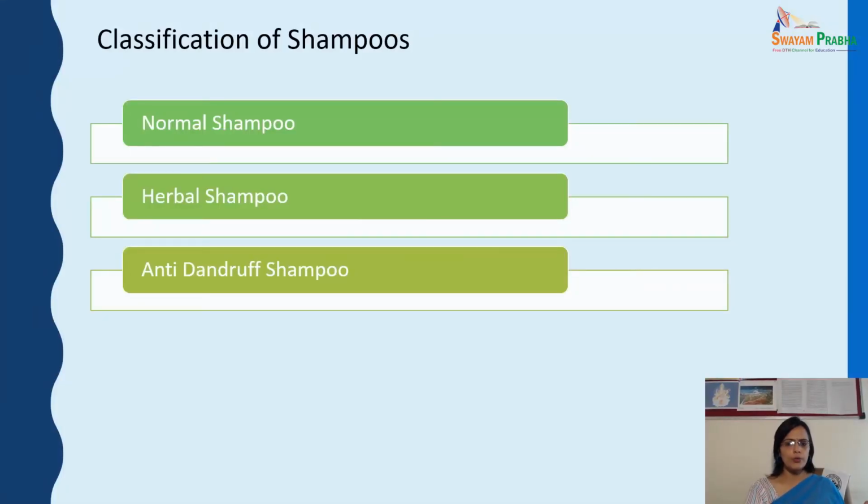Now classification of shampoo: normal shampoo, herbal shampoo, and anti-dandruff shampoo. Basically all three have the same properties. Normal shampoo is what we normally use in our day-to-day life, and herbal shampoo basically contains active ingredients which are from plant origin. That is why we consider them herbal shampoo. And anti-dandruff shampoo has some other special ingredients. We also discussed these ingredients in the module on dandruff, the causes of dandruff, and the specialized ingredients which are added in the shampoo.